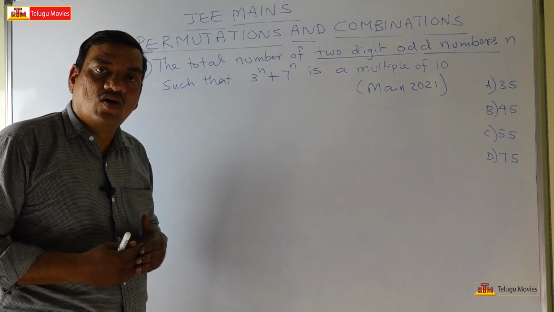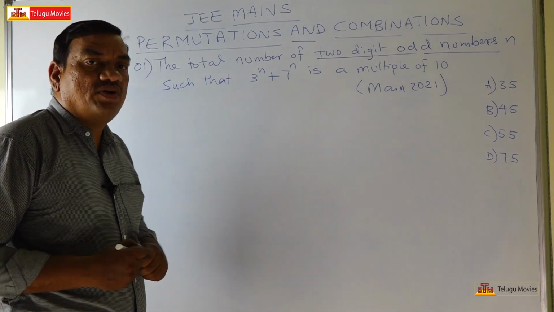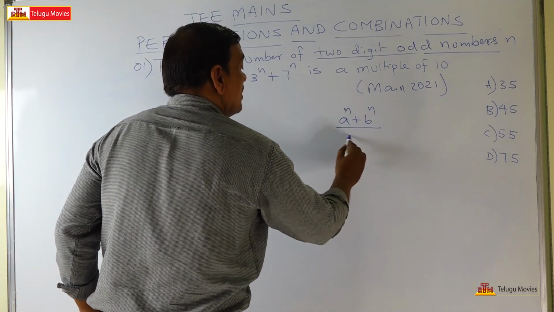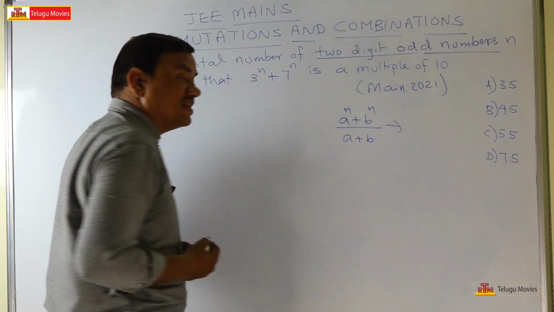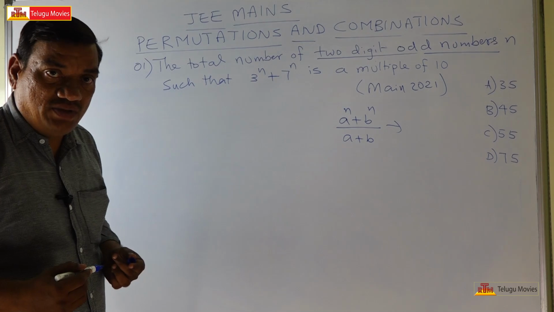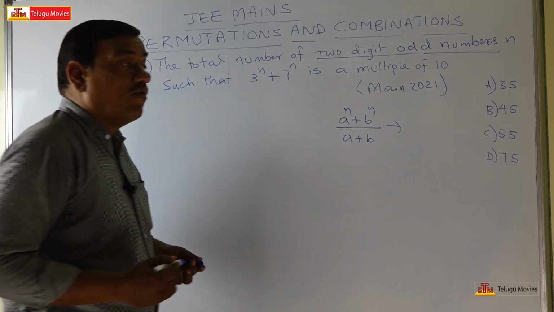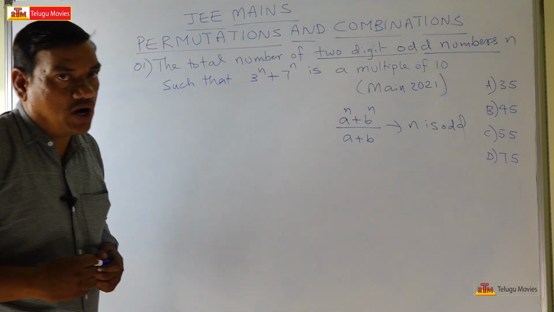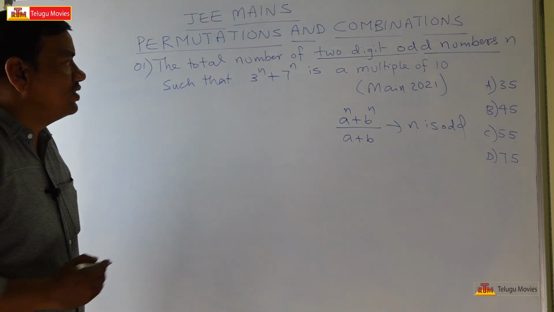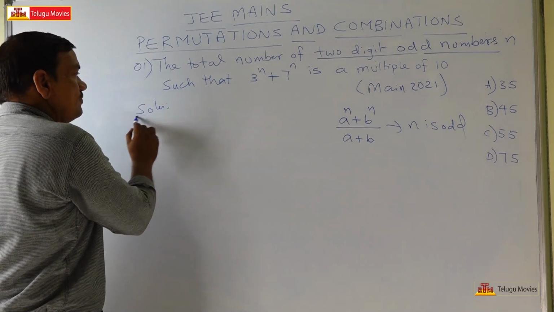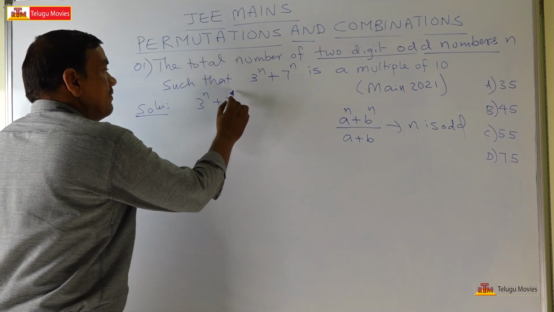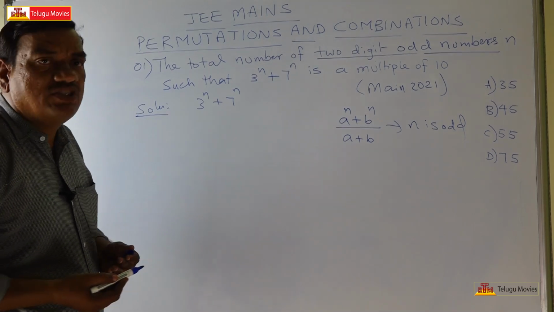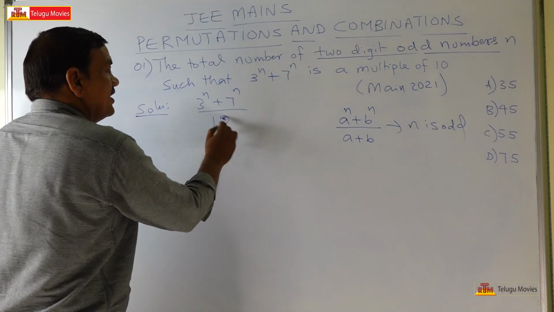Now we will use the concept which I discussed previously: a power n plus b power n is divisible by a plus b, a multiple of a plus b, when n is an odd number. Now coming to our main problem. 3 power n plus 7 power n is a multiple of 10 means it should be divisible by 10.